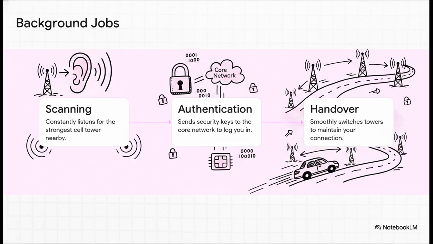Then comes Step 3, which is incredibly cool: handover. Imagine you're driving down the highway at 70 miles an hour, streaming a podcast. As you zoom away from one cell tower and its signal starts dropping, your UE is constantly sending measurement reports to the network. Together, they negotiate a handover to the next approaching tower with millisecond precision. Your data gets rerouted so perfectly that your stream doesn't buffer for even a fraction of a second. It's this beautiful, invisible dance happening all the time.